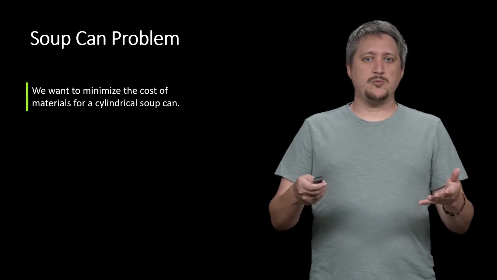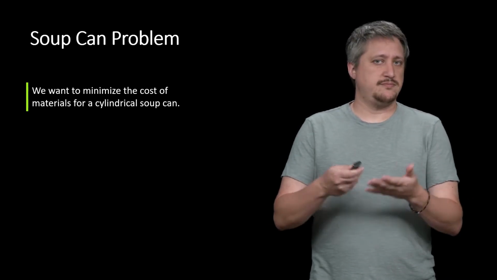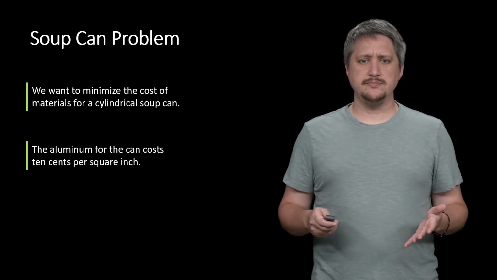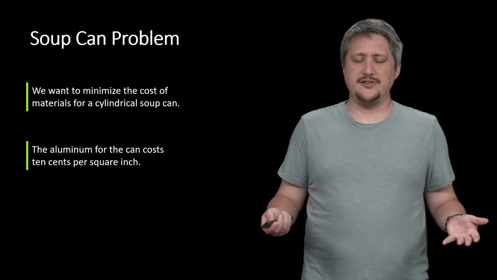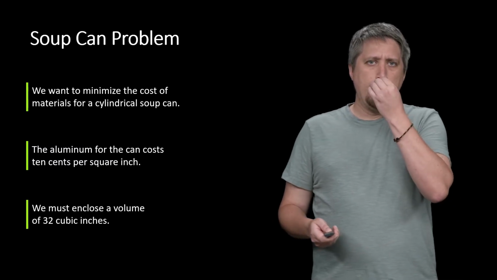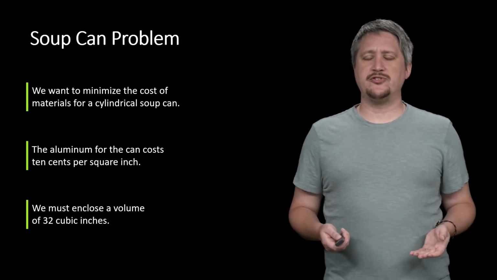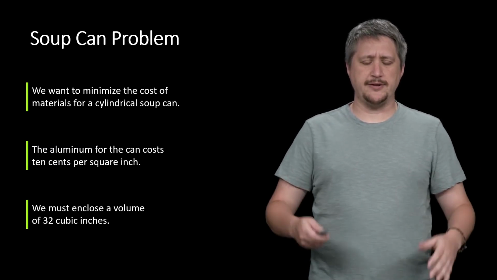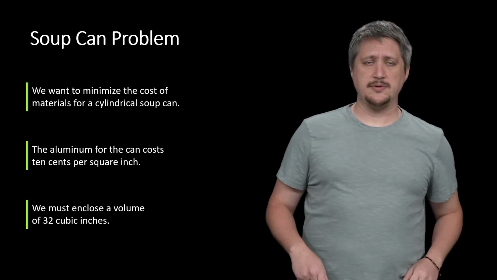Okay, so let's go through the soup can problem specifically. So we want to minimize the cost of materials for a cylindrical soup can. That's our given. The aluminum for that can, let's just say it costs 10 cents per square inch. And we want to enclose some volume of 32 cubic inches. That's our goal. All right, so this is the statement of the problem.